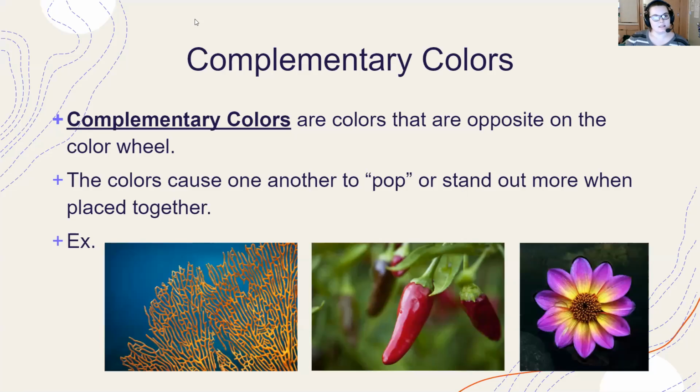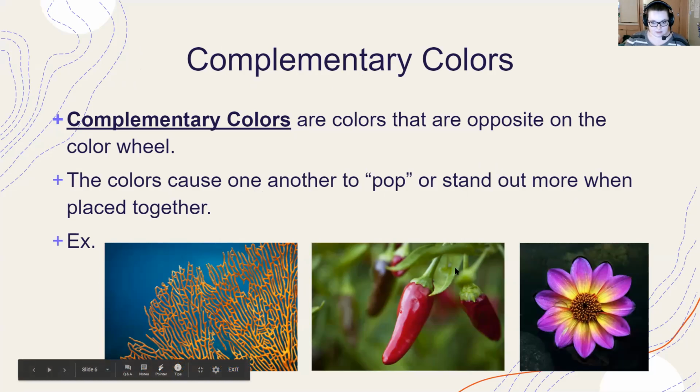Okay, next we have the complementary colors. So now after learning about the tertiary, those are all the colors, all 12 of them on the color wheel. So now there are different groupings. The complementary colors are colors that are opposite of each other on the color wheel. These colors cause one another to be more saturated and stand out when they're put together.